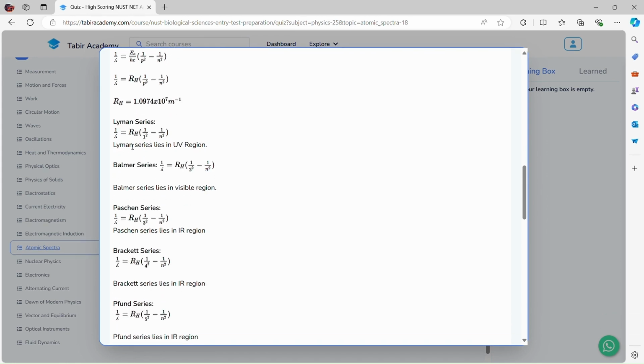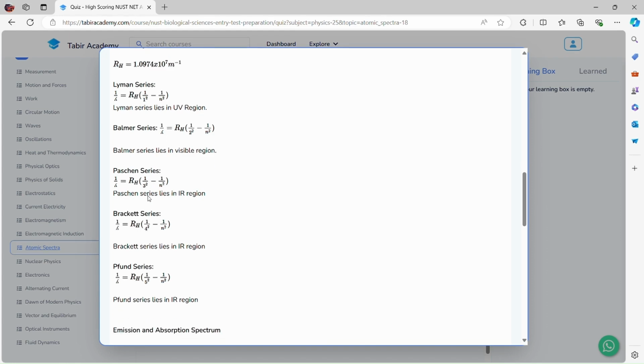Lyman series. 1 over lambda equals Rh multiplied by 1 over 1 square minus 1 over n square. Lyman series lies in the UV region. Balmer series: 1 over lambda equals Rh multiplied by 1 over 2 square minus 1 over n square, and the Balmer series lies in the visible region.